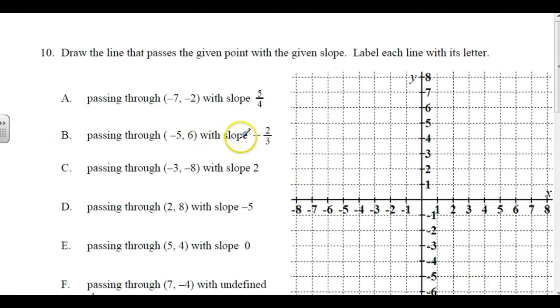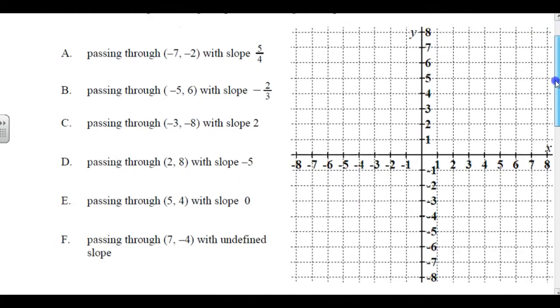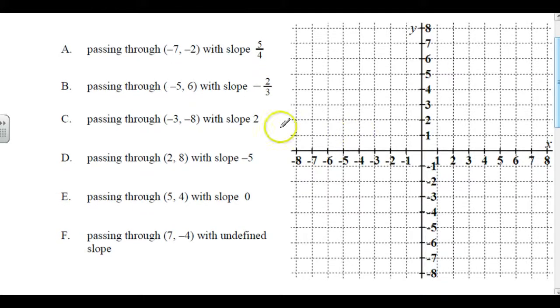Draw the line that passes through the given point, with the given slope. Label each line with its letter. So now we're going to use the definition of slope to draw lines. Passing through -7, -2, with a slope of up 5 and right 4. Okay, so we can do that.